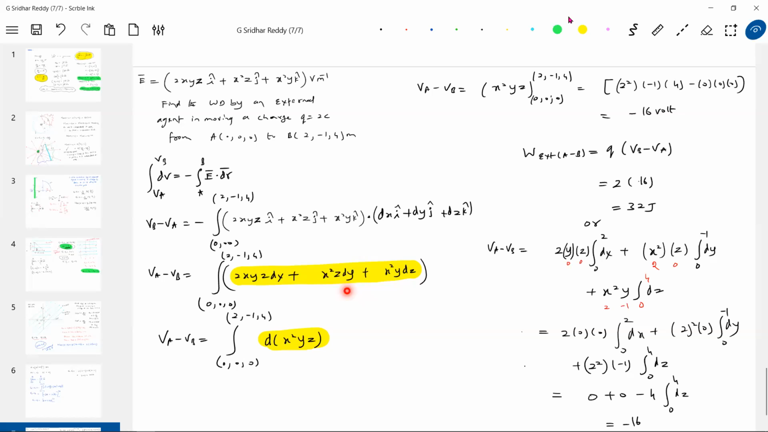I'll take one more question. You have plenty of these kinds of questions in books, not one or two, plenty are there. So it's left to you to practice a few questions, and that will be sufficient.